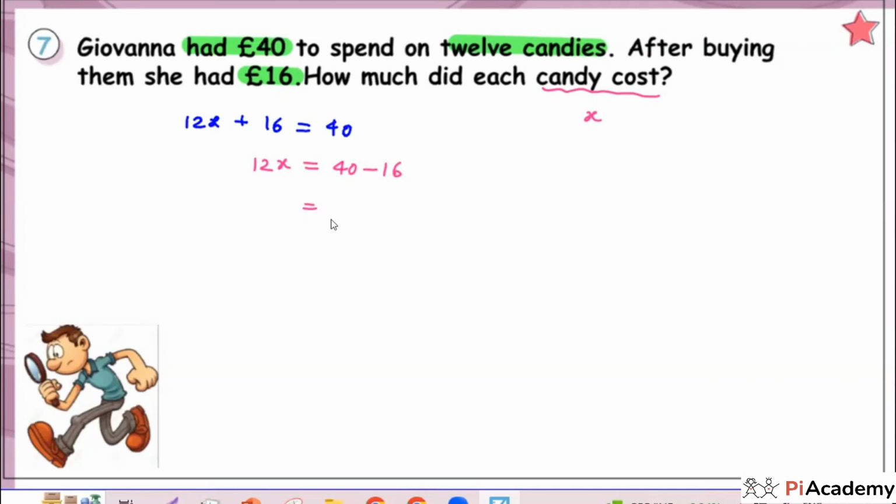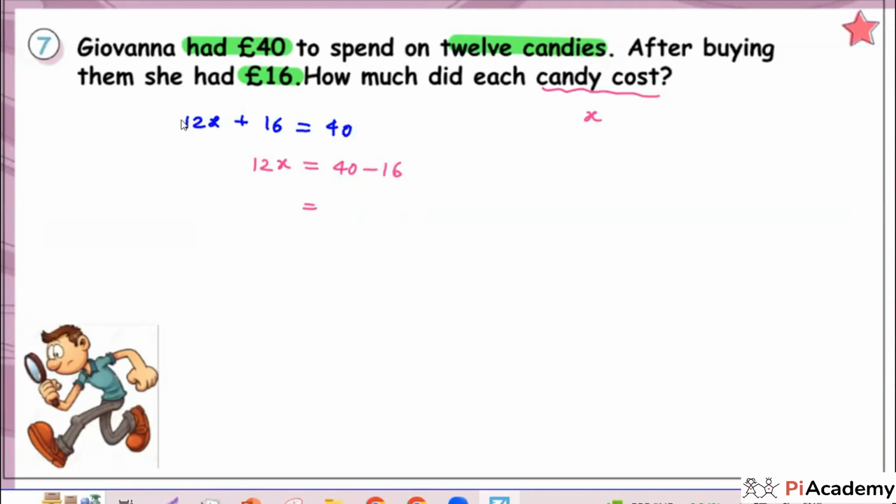Tell me, what is your final answer? So I get 12x equal to £56, and then I divided. Tell me, x equals to what? What is your final answer? Cost of candy, £4.50. Okay, so nothing is to worry. Let's do it together.